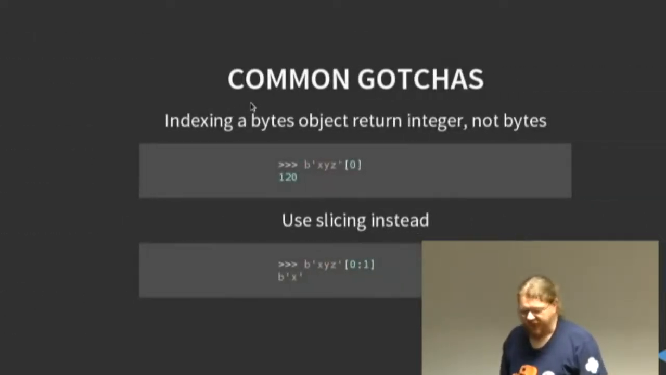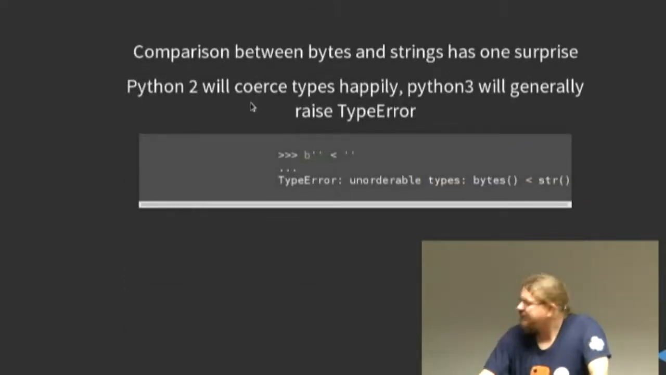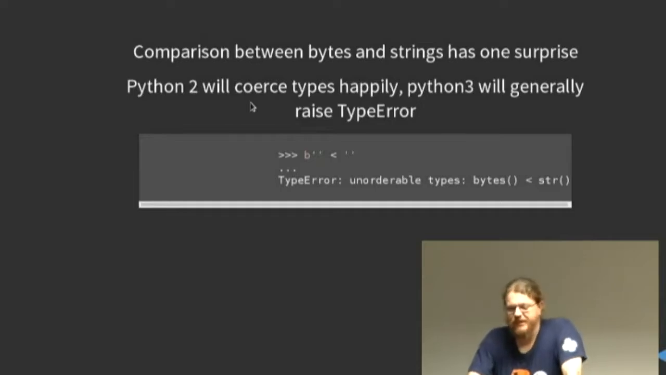There are a few common gotchas that hit you when you do this. When you index a bytes object in Python 3, you get an integer, not a byte, not bytes, not another bytes object. You work around this by using slicing. The reasons for it are well documented, but it is a bit surprising. There's one subtle thing that catches you out a few times.